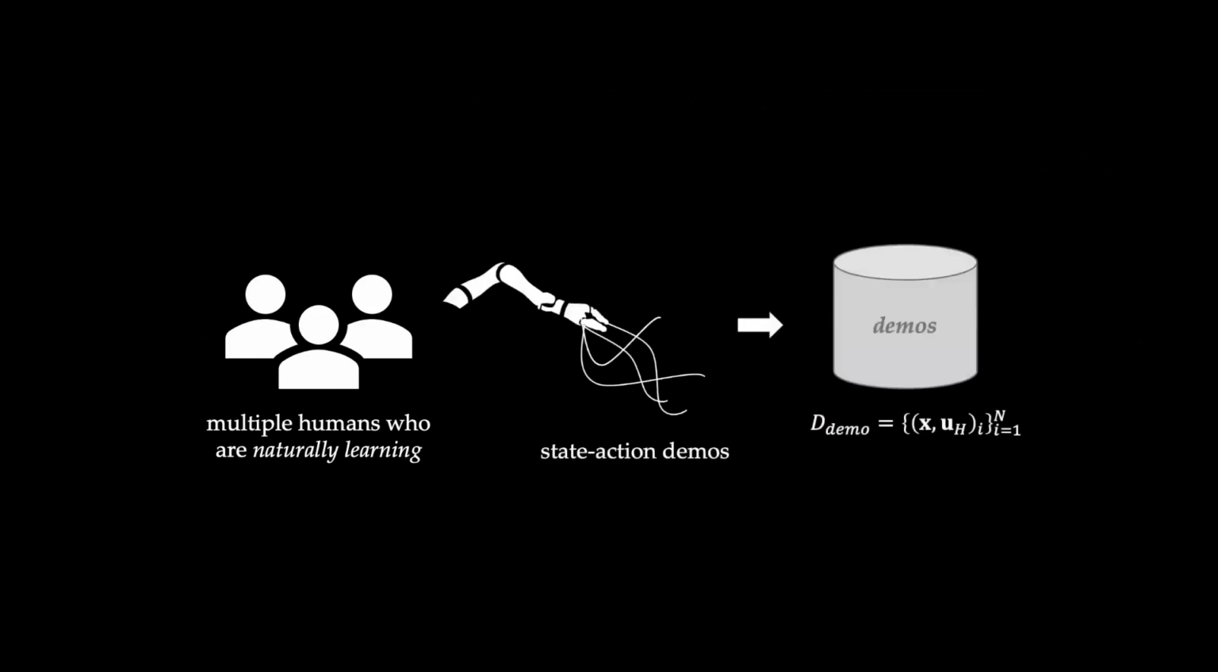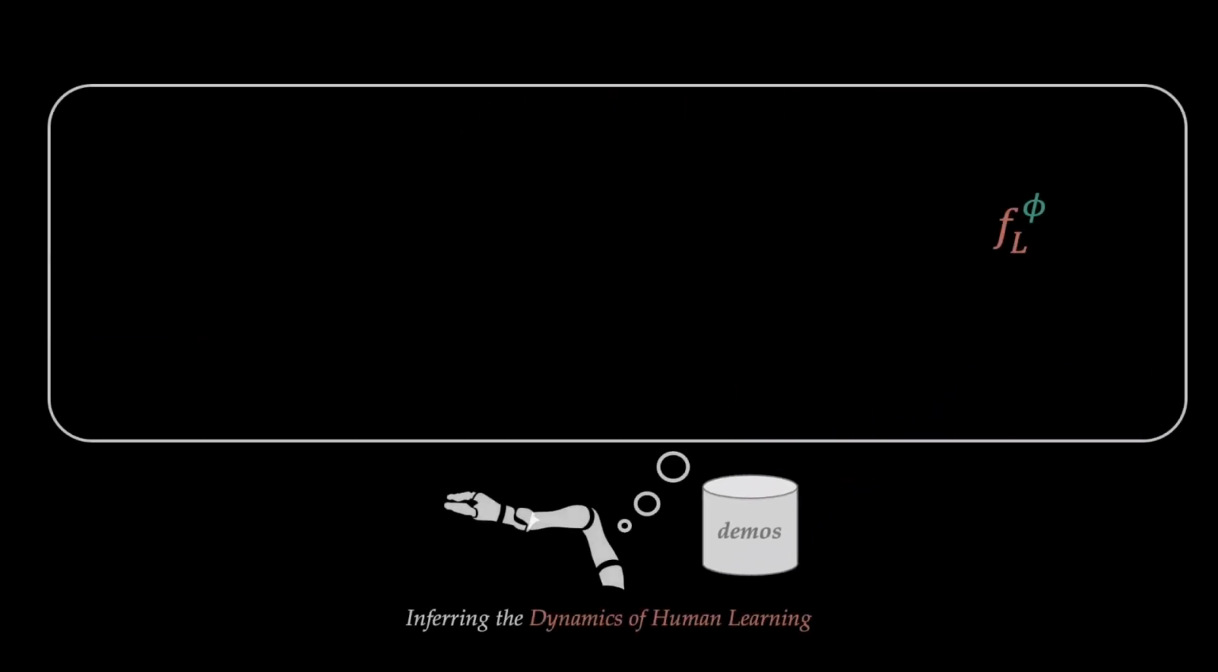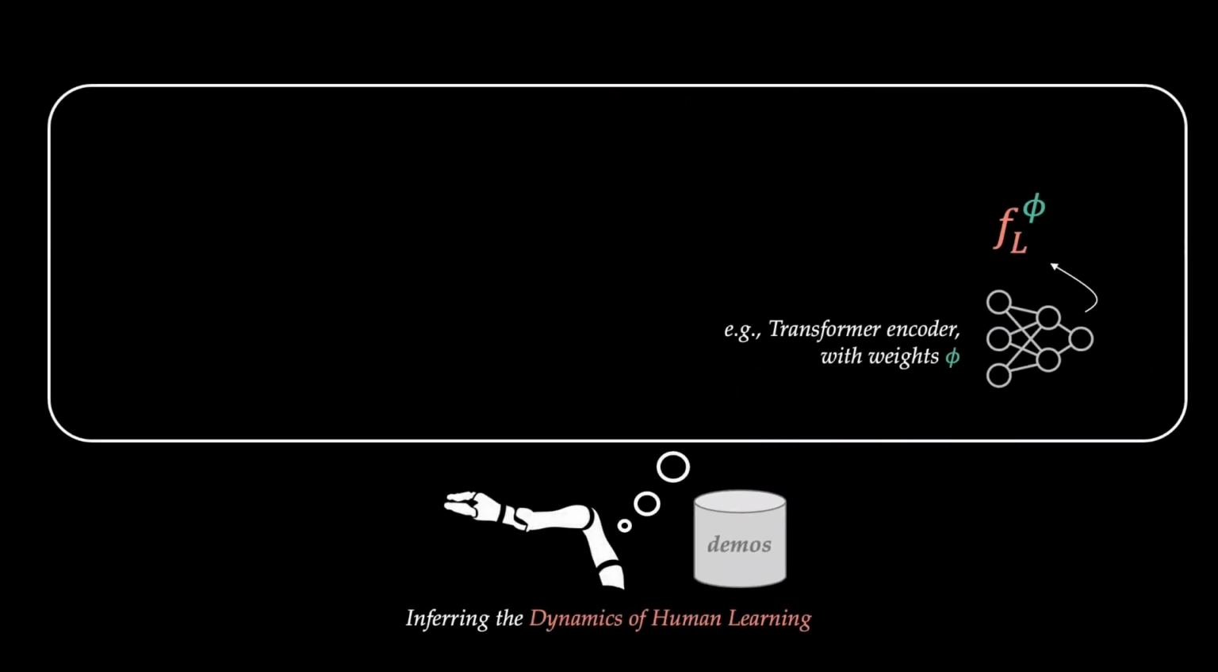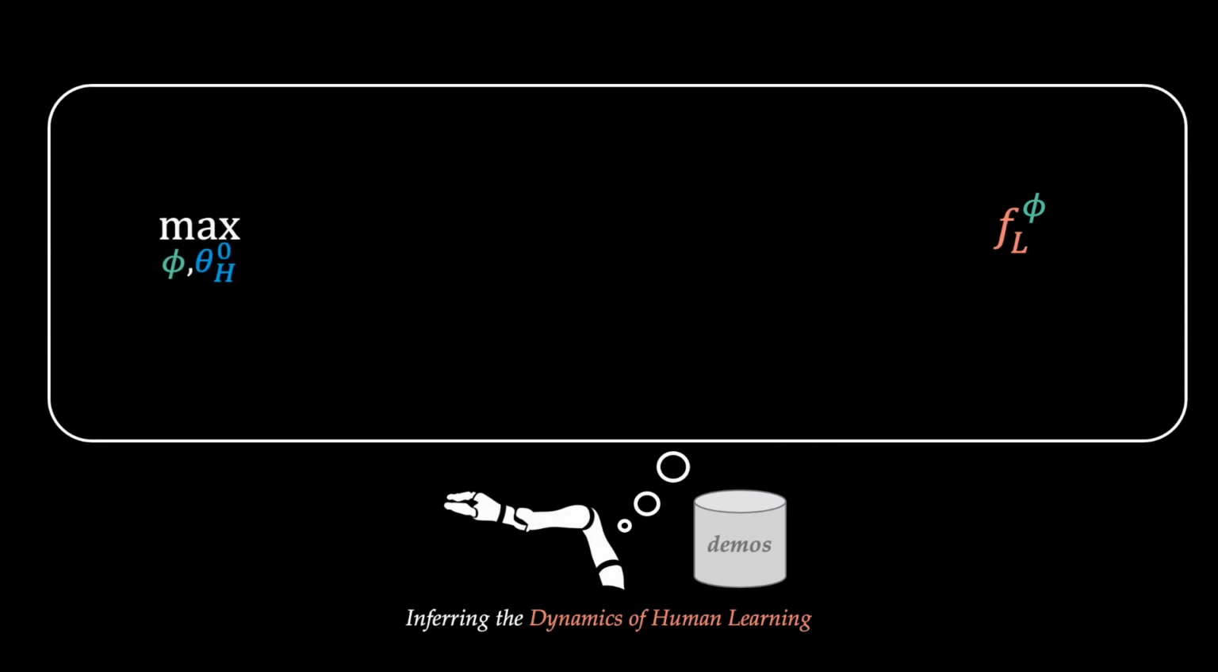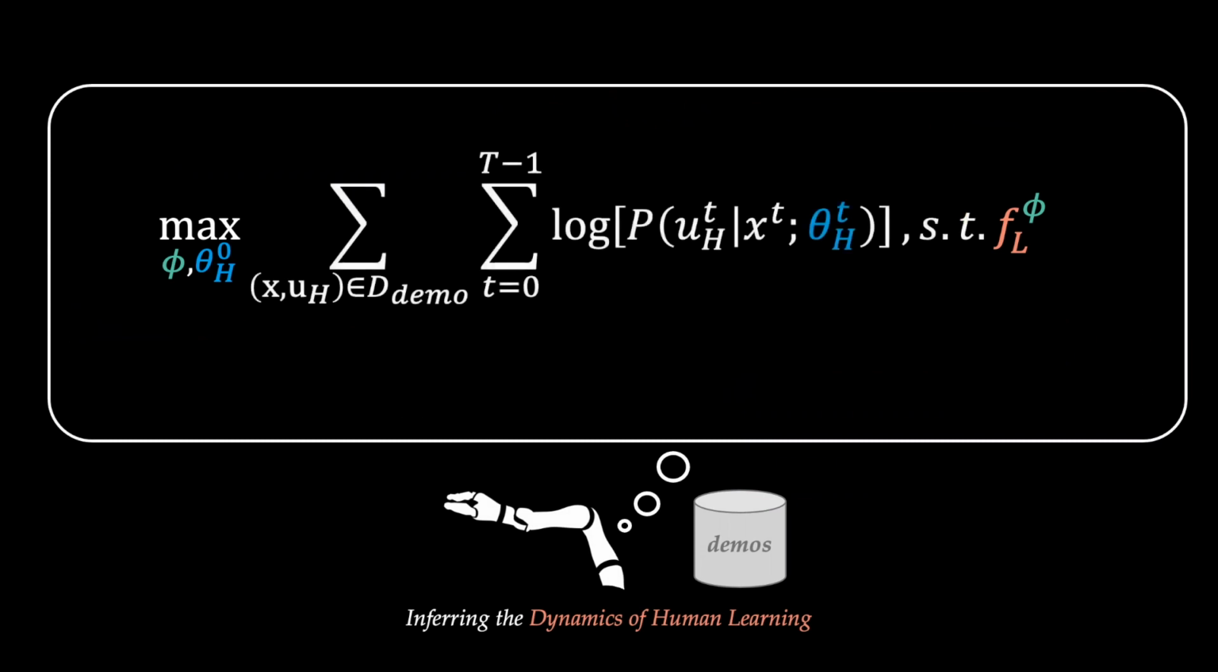First, we collect state-action demonstrations of multiple people learning on their own, like controlling a robot that they have never interacted with before. We want to fit an approximate nonlinear model of the dynamics of human learning, f_alpha. We want to infer the parameter of the human's learning dynamics, phi, and the initial human internal model, theta 0, which maximize the likelihood of the demonstrations, assuming that the observed human actions are approximately optimal under their current internal model.